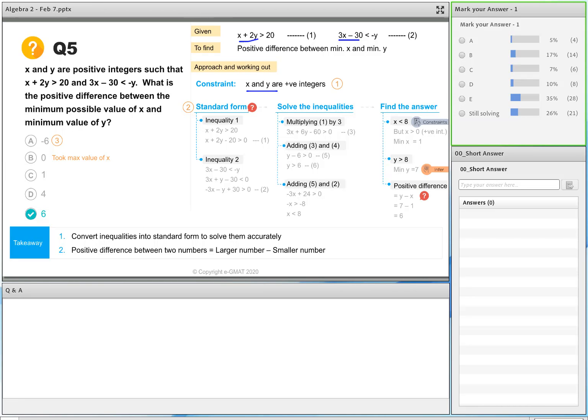Now the first inequality is x plus 2y greater than 20. If I take 20 to the left hand side, I get x plus 2y minus 20 greater than 0. The second inequality tells me that 3x minus 30 is less than minus y. So if I take y to the left hand side, I get 3x plus y minus 30 less than 0.